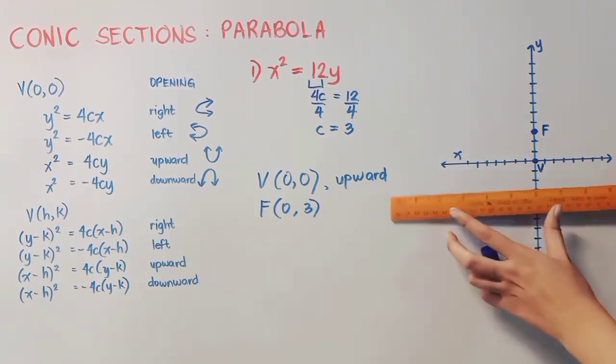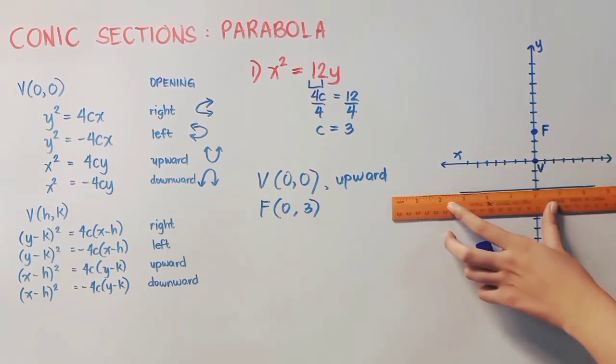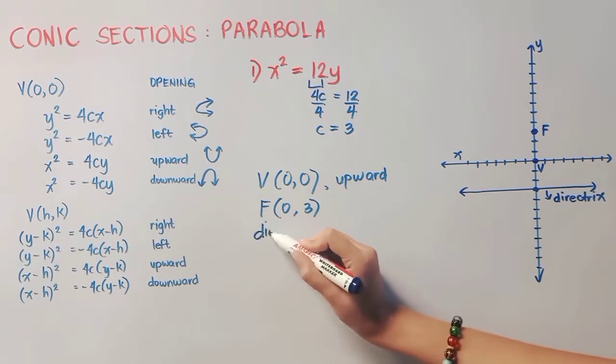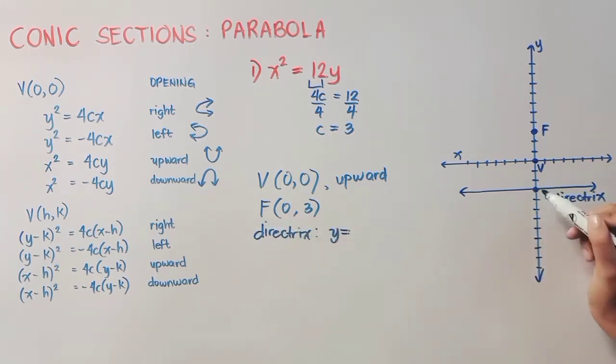So since our directrix is a line, we will just place here a line that is 3 units below our vertex. Now since our directrix hits the y value -3, the equation of this line is y equals -3.